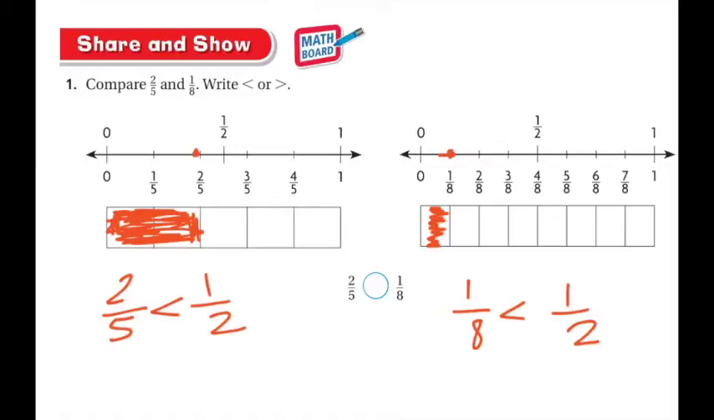Now if I think about 2/5, it's not only 1/5 away from 0, but it's 2/5 away from 0. And even if I thought about 1/5, 1/5 would be a larger chunk than 1/8, because with 1/5 you're sharing it with 5 people versus 1/8 you're sharing it with 8 people, so they get less. Now 2/5 is also closer to 1/2 than it would be to 0. So because 2/5 is going to be closer to 1/2 than it is to 0, we can say that 2/5 is greater than 1/8.